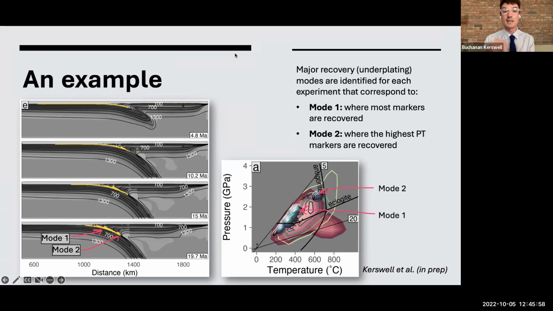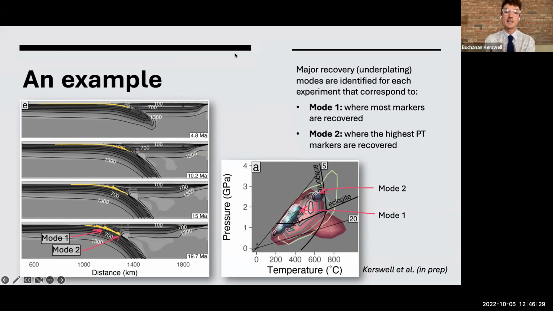That's what we call mode 1. This is like the statistical mode. Most of the markers are getting recovered from mode 1. On the left plot, you can see mode 1 corresponds to very near the MOHO. So this grayscale is showing the viscosity in a log scale. And mode 1 turns out to be usually right around a gigapascal, very near the continental MOHO.